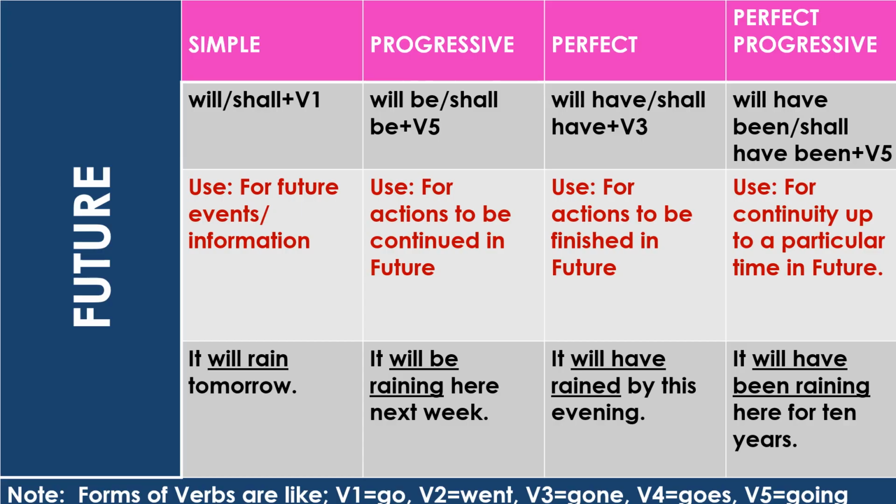Future perfect progressive or future perfect continuous tense. Here we use the helping verb will have been or shall have been plus the fifth form of the verb, that is V5. This is used for continuity up to a particular time in the future. For example, it will have been raining here for 10 years.